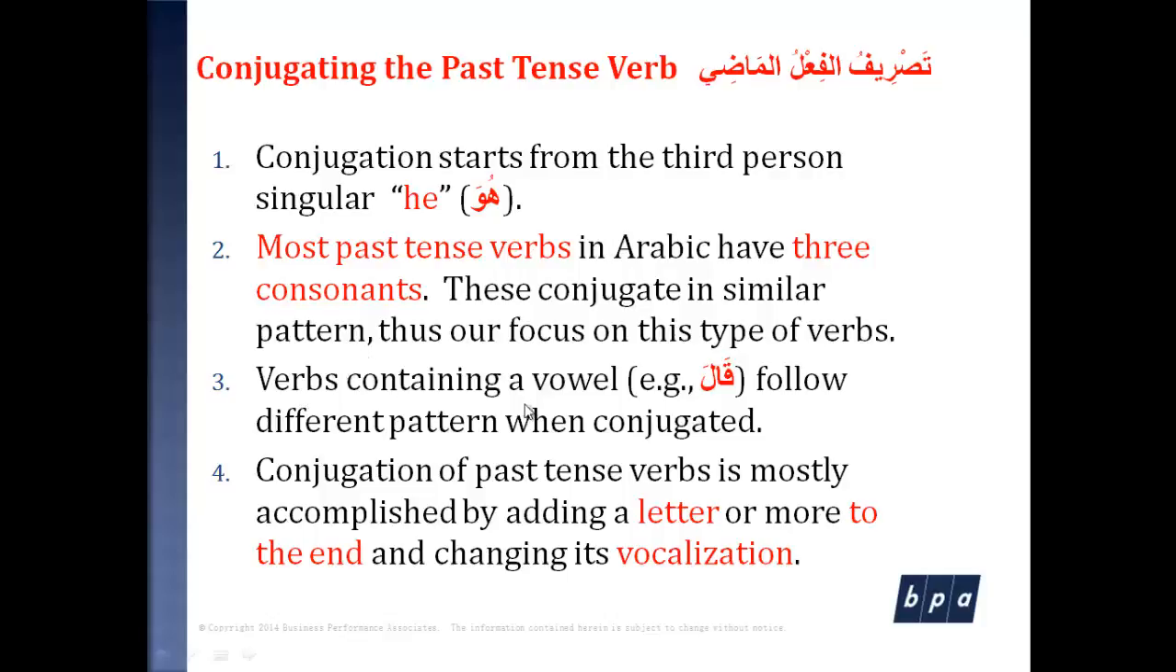Verbs containing a vowel, for example, قال, which means said. Here's the vowel in the middle of the verb. They follow a different pattern when conjugated. Conjugation of past tense verb is mostly accomplished by adding a letter or more to the end of the verb and changing its vocalization, basically changing the accent on the main letters.